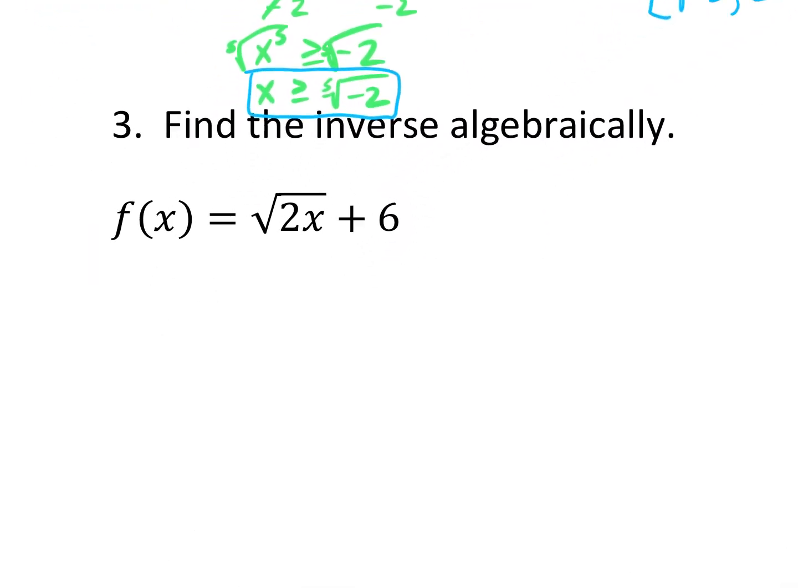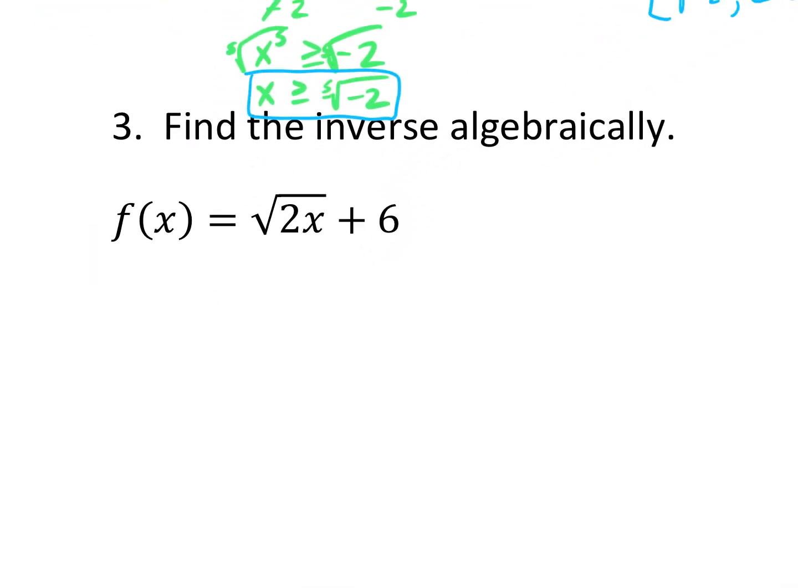Number 3 says find the inverse algebraically. What would I need to do to find the inverse? Flip the x and y. So I can make the f a y, because f of x is just a fancy way of saying y. And I'm going to flip the x and y. So I'm going to say x is equal to the square root of 2y plus 6. Now I'm going to solve for y to find the inverse.